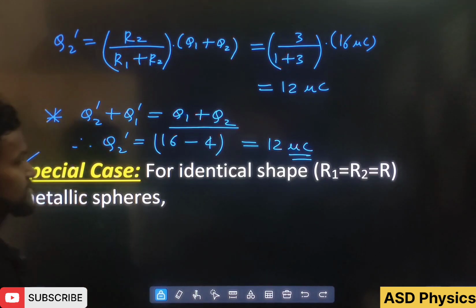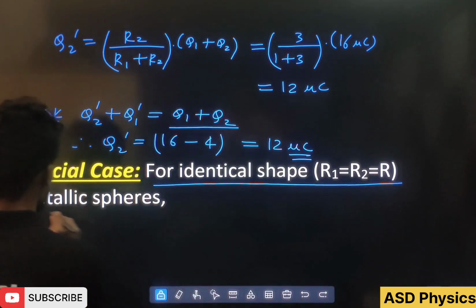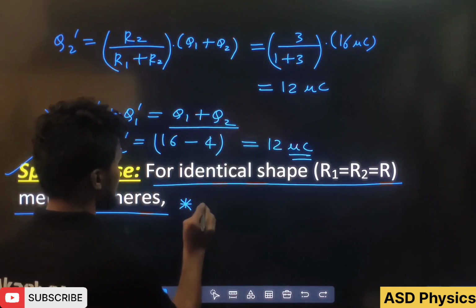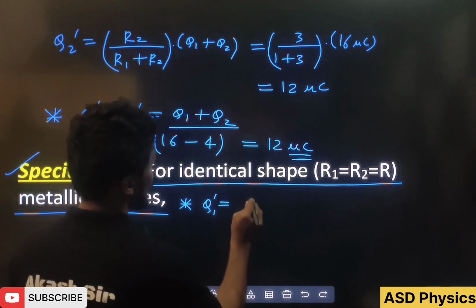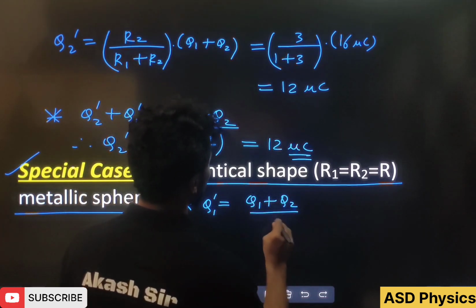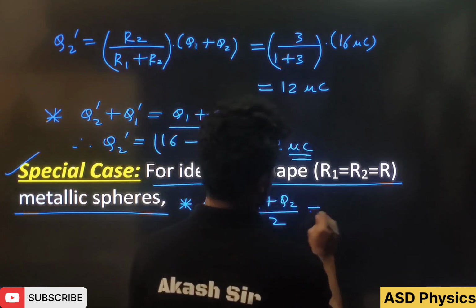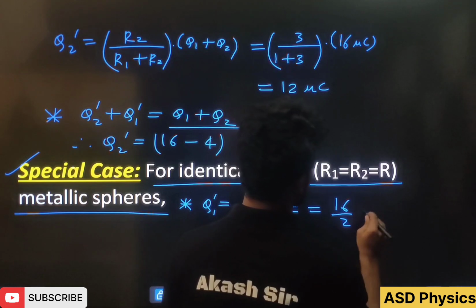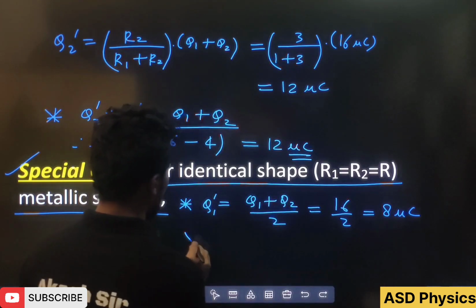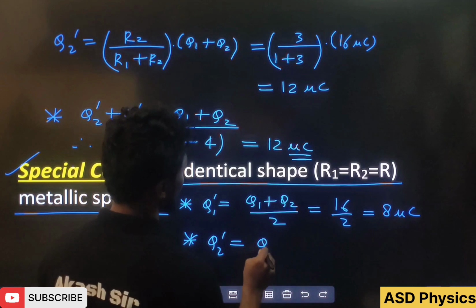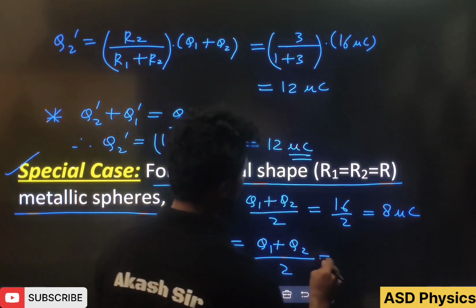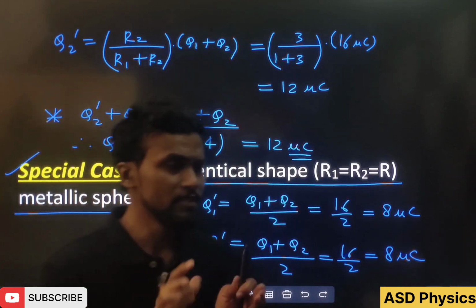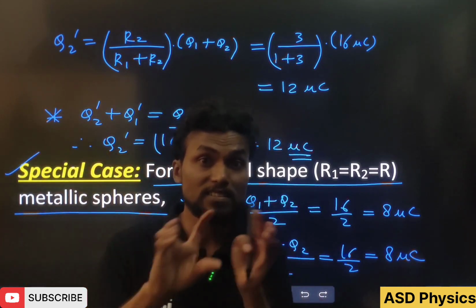See a special case here for identical shape metallic spheres. When the spheres are of identical shape, then only this formula is useful: Q1 dash will be Q1 plus Q2 by 2. Q1 plus Q2 total was 16, so we can write 16 by 2, how much is coming here? 8 microcoulomb. And similarly if we do Q2 dash in the same way for the identical one, again 16 by 2, and it will come 8 microcoulomb.